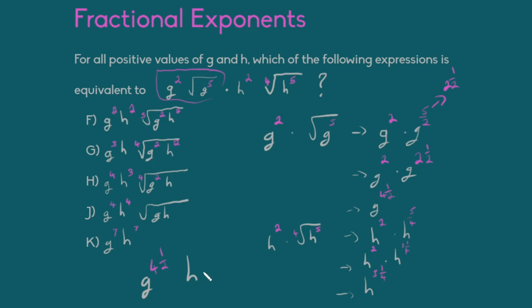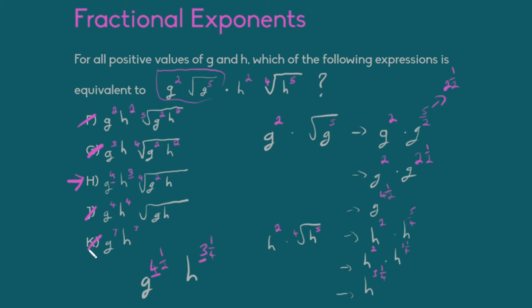What we now know, looking down our answer choices, is that outside of the surd, we're going to want to have g to the power 4 and h to the power 3. Looking down our answer choices, only answer choice H gives us that. So we already know that H is going to be the correct answer. But something might look a bit funny about this.